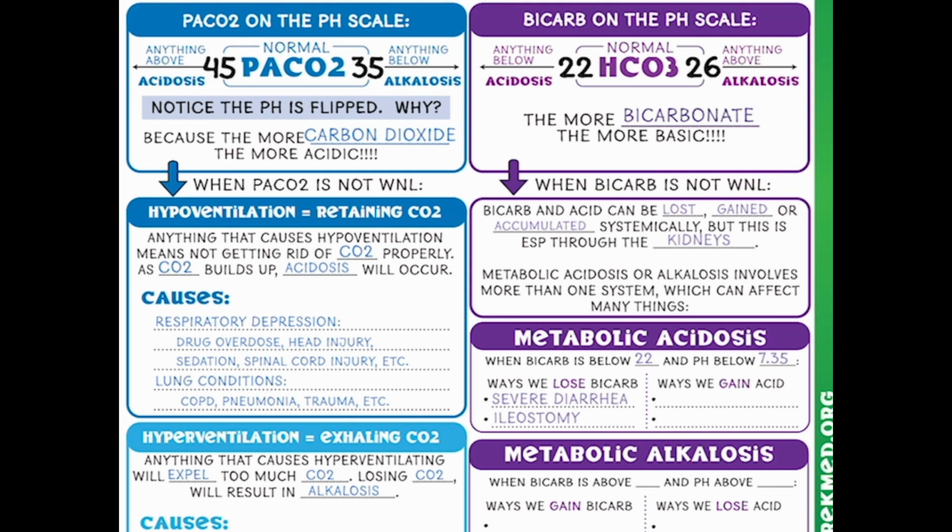Ways we can gain acid. This can be in diabetic ketoacidosis, or we can also have this in lactic acidosis. So remember that a byproduct of metabolism is going to be acid, or even that carbon dioxide. So this can also be a way that we are gaining acid.